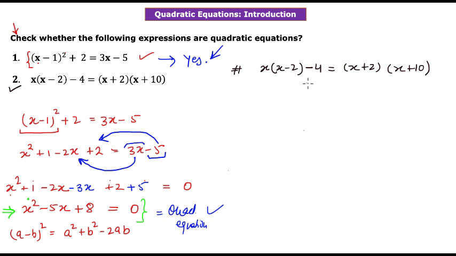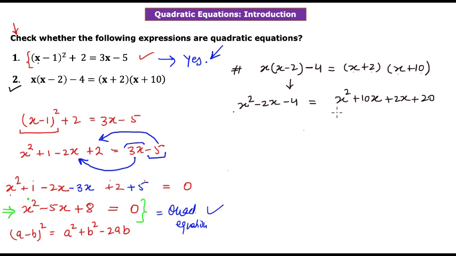All right. So when I expand and simplify, my left hand side will be x times x minus 2. When I open up these parentheses, I get x squared minus 2x minus 4. This is equal to, when I expand the right hand side, I will see that x will be multiplied with x and 10. So it will be x squared plus 10x. And then the term 2 will also be multiplied with x plus 10. So that will be 2x plus 20.